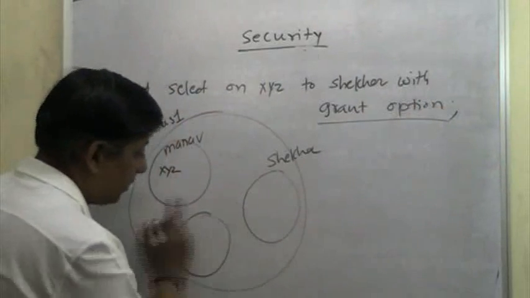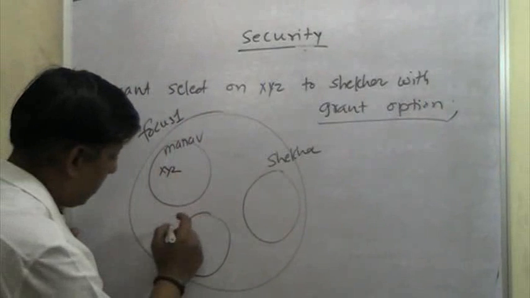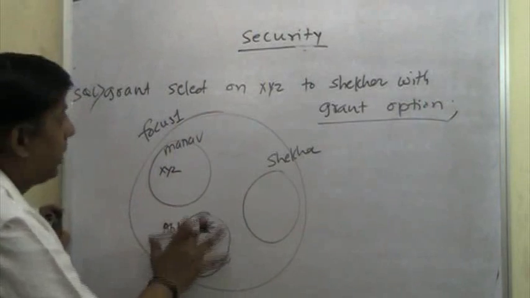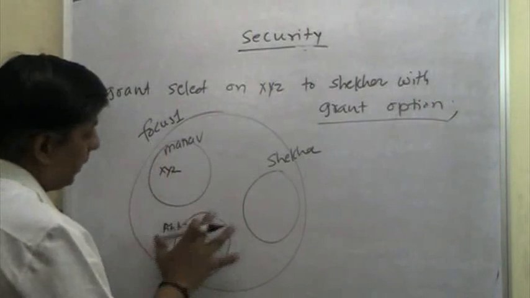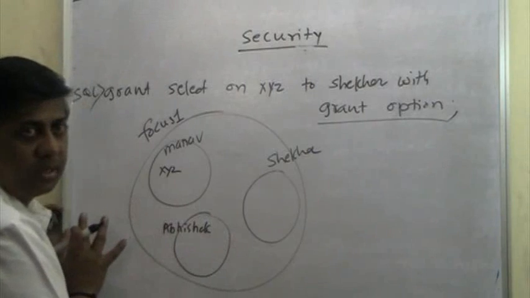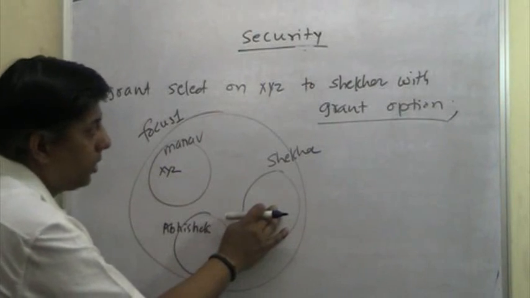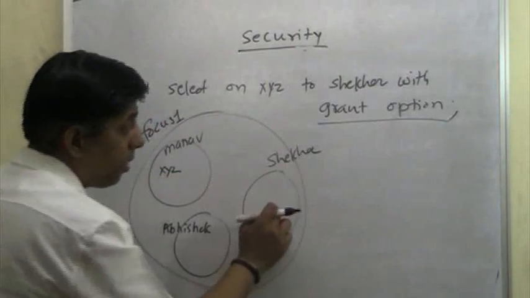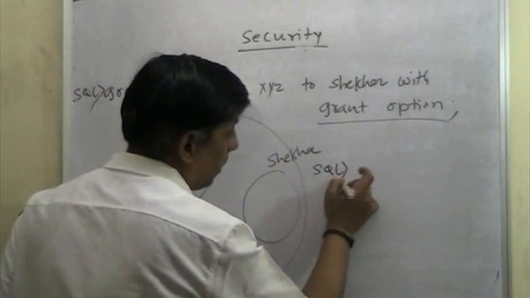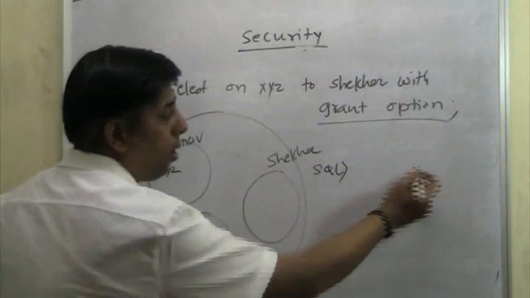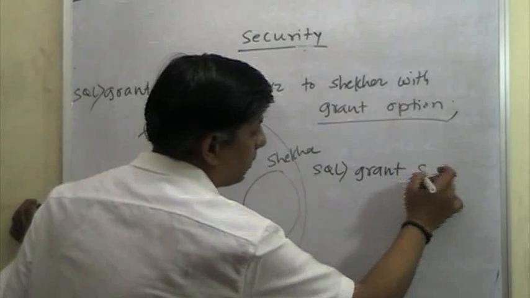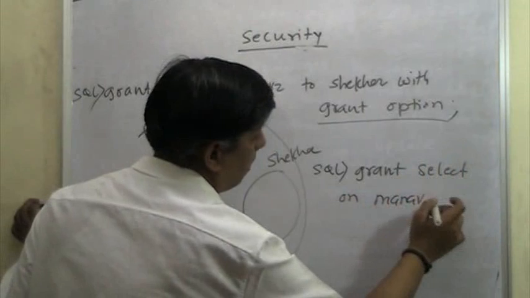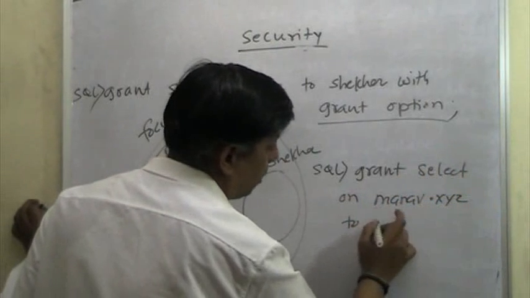So now consider that there is another user, let us say Abhishek, and this user is just sitting there. Manav has no knowledge of user Abhishek. He has just granted the user Shekhar a select privilege on his own table, but with grant option, and therefore now user Shekhar logs in and types the command grant select on manav.xyz to Abhishek.